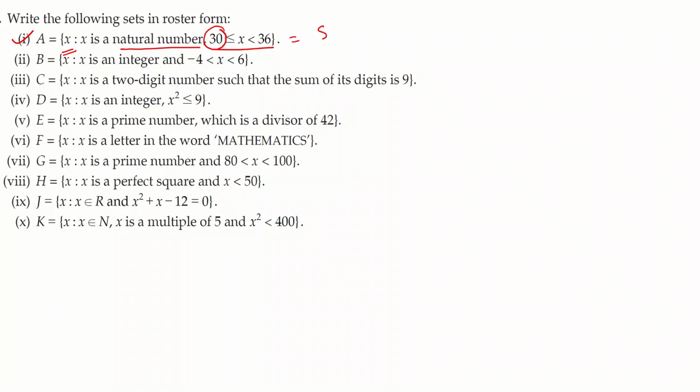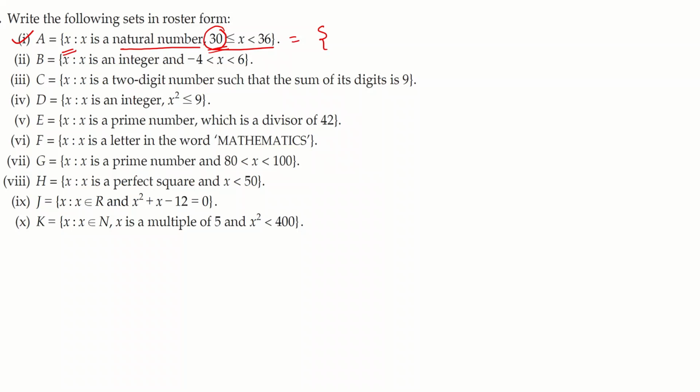So our set should look something like this. We have to start with 30 and go till 35, because it is the set of all the natural numbers that start with 30 and go up till 35. 36 is not included.